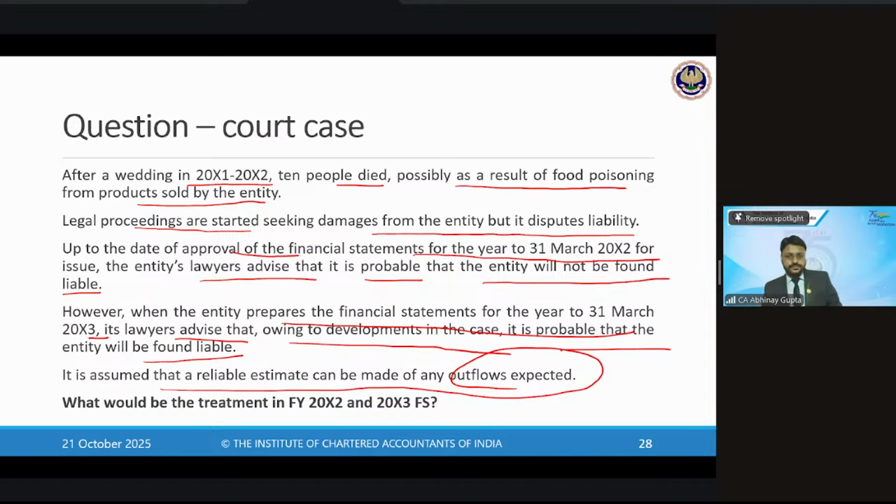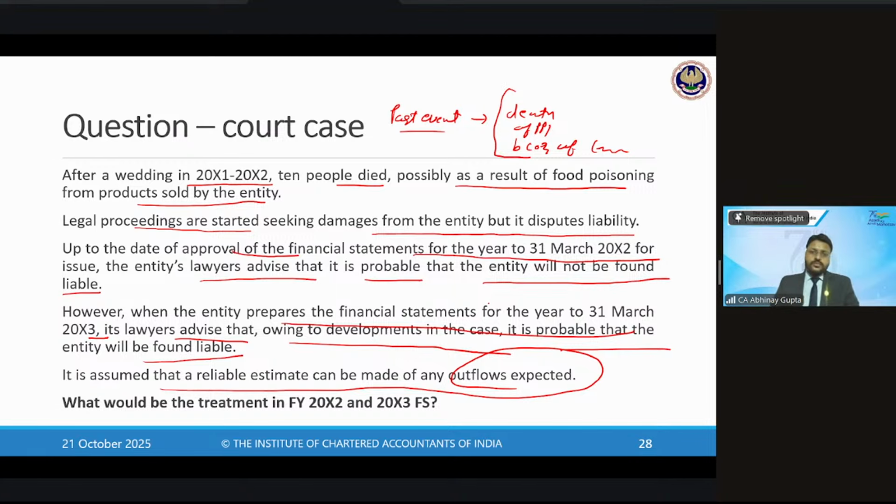What is the past event? Food poisoning. So the past event is the death of people because of food poisoning, because of consumption of food provided by the entity. Correct? Yes. So this event has already occurred, yes or no? It has occurred. Yes. So this is the past event.